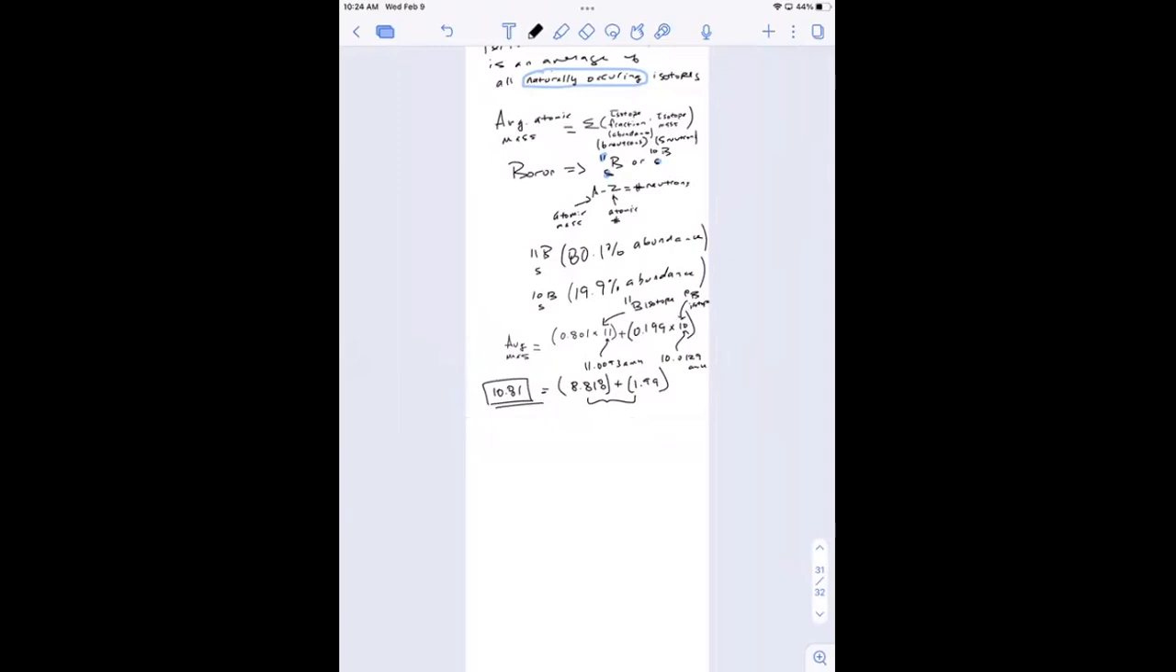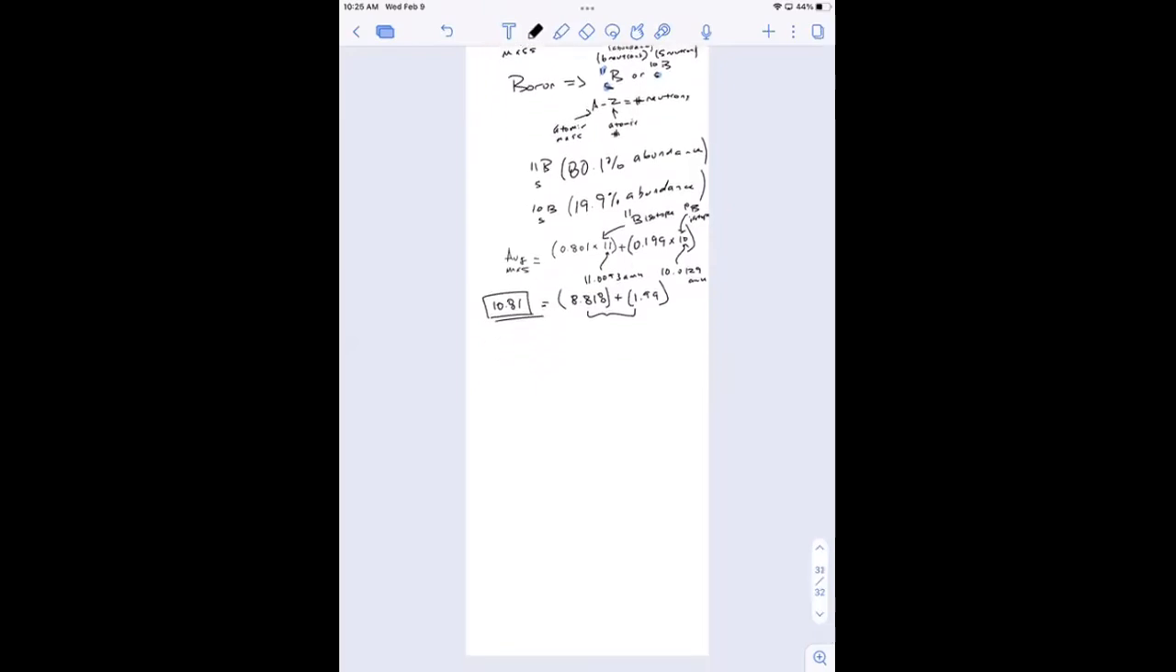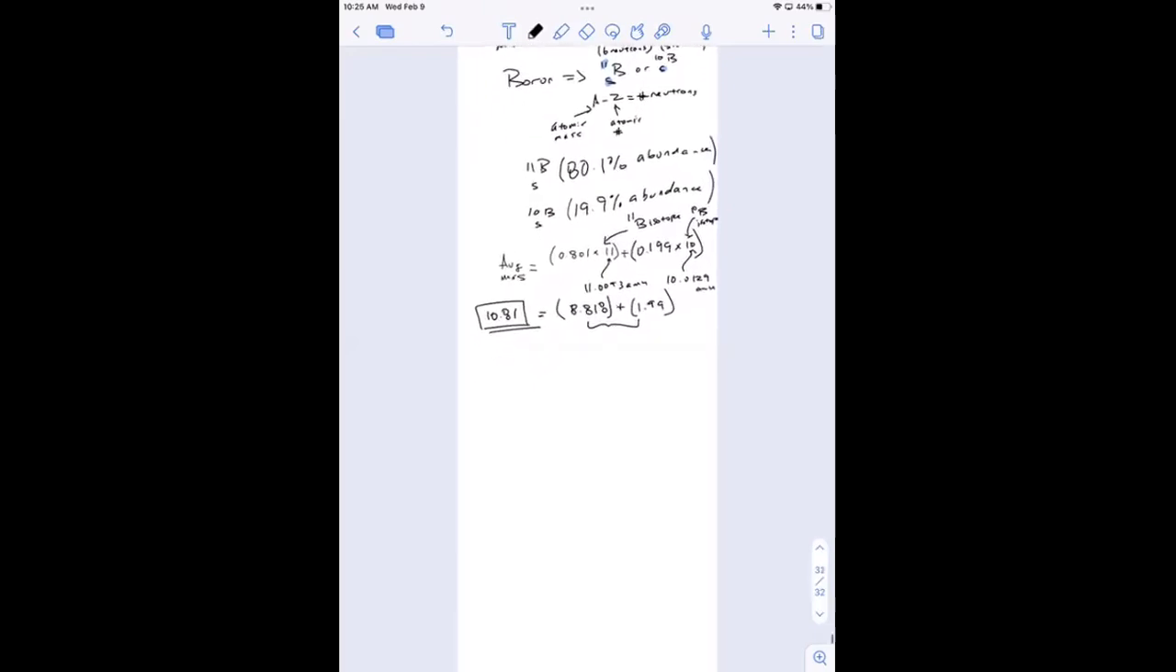All right, any questions about that? So we just need those numbers, right? We need the fraction or the percent abundance, and we need the mass of the isotope. If we have those two numbers, we can calculate the average mass. And then if we have any two of them, we can calculate the third. All right. Any questions about that example? Anybody still writing that down?